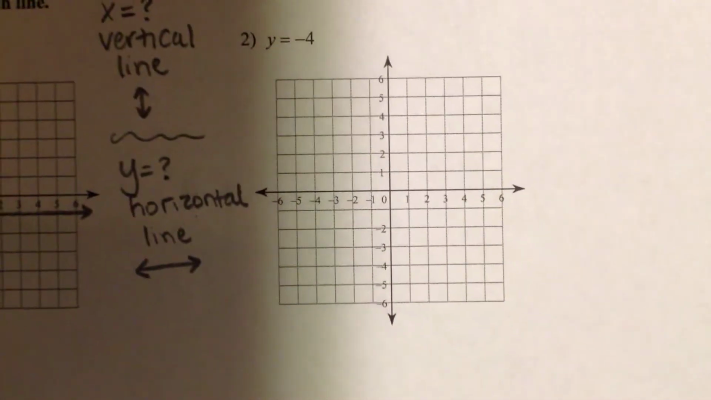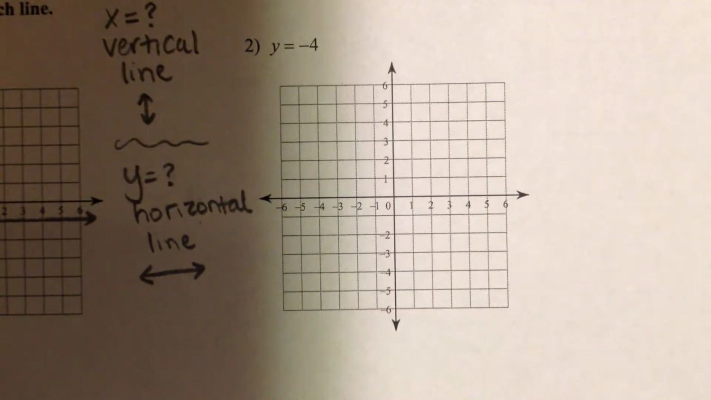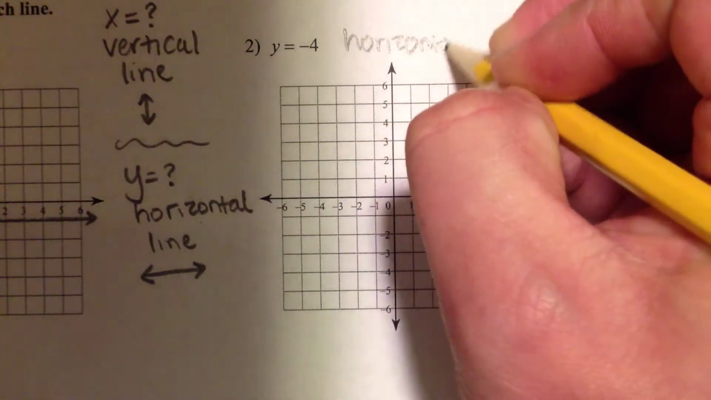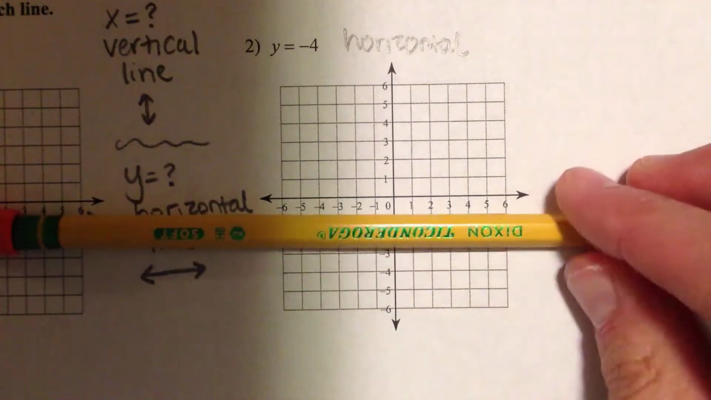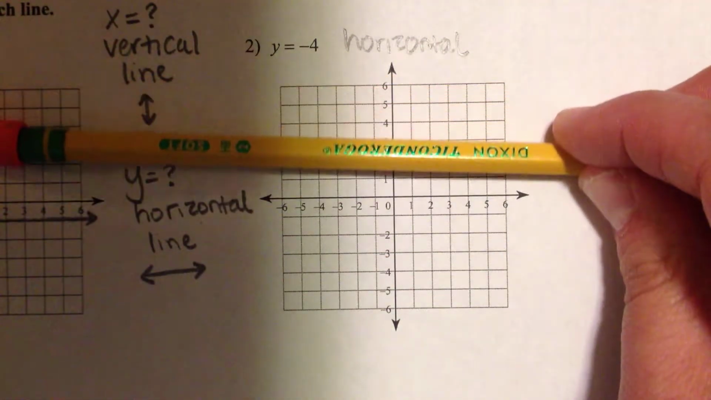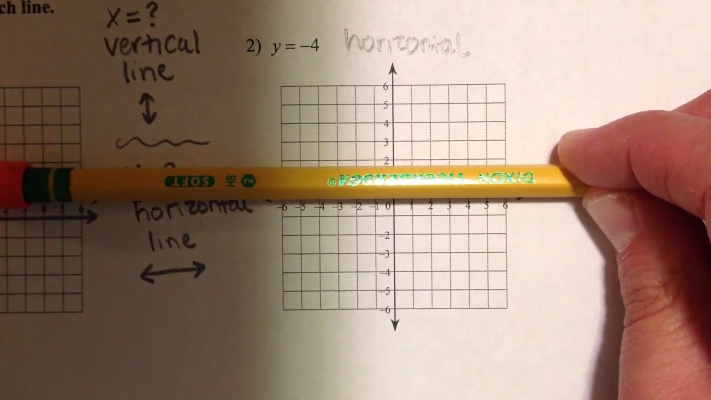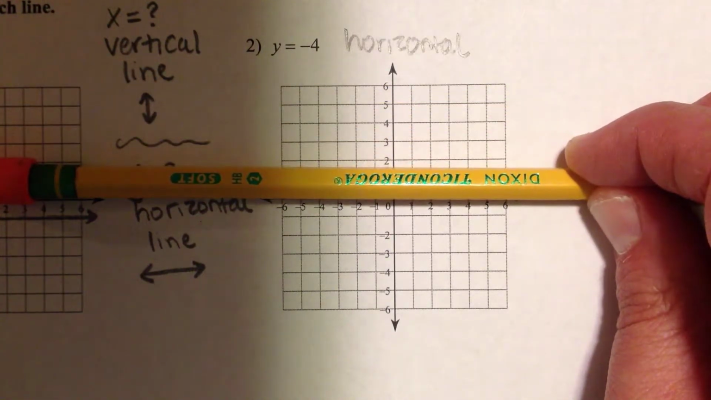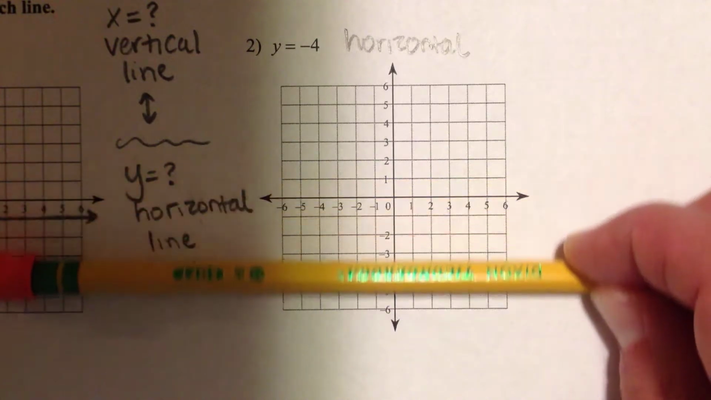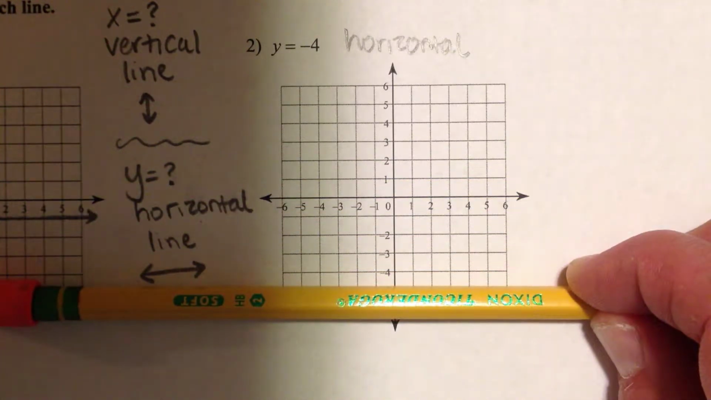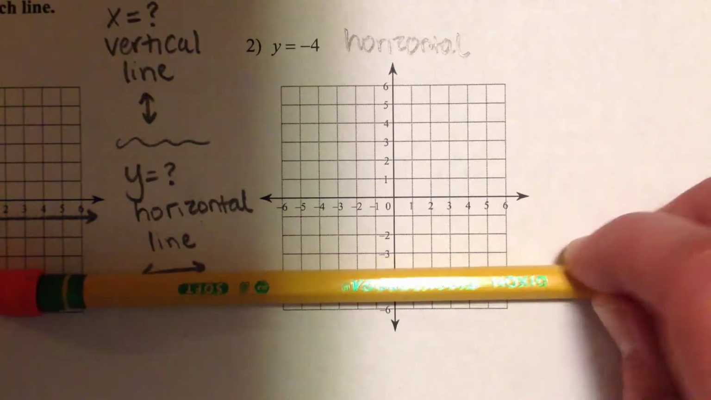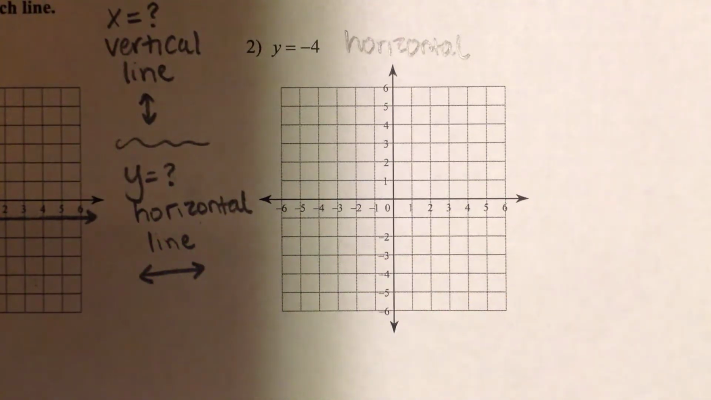Looking at example 2, I have y equals -4. Again, that's another horizontal line. So if I put my pencil horizontally, and I'm looking for y equals -4, I know the top part of my graph is the positive part above the x-axis. Below the x-axis is my negative part. So if I'm looking for y equals -4, I'm going to come to -4 and draw my horizontal line across the graph.